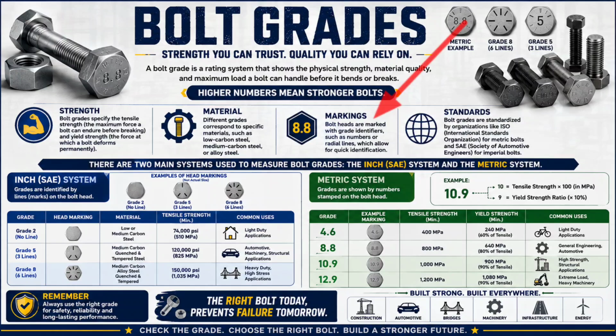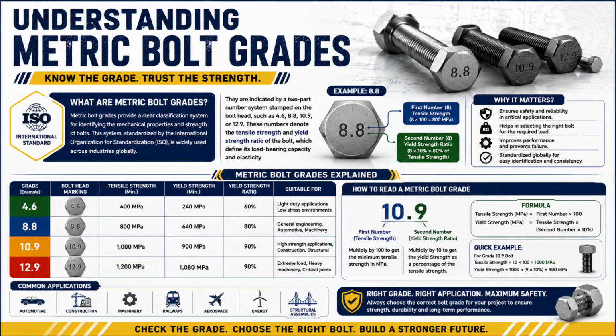The markings are based upon the bolt grade number or the number of lines marked on the bolt head, which allows for quick identification. And the standard features are that these bolt grades are standardized by organizations like ISO, the International Organization for Standardization, for metric bolts, and SAE, the Society of Automotive Engineers, for imperial bolts. Typical examples are given in this corresponding picture. You can observe here.